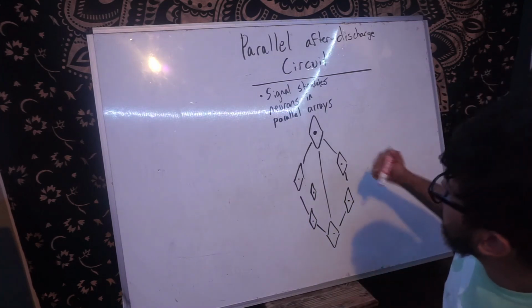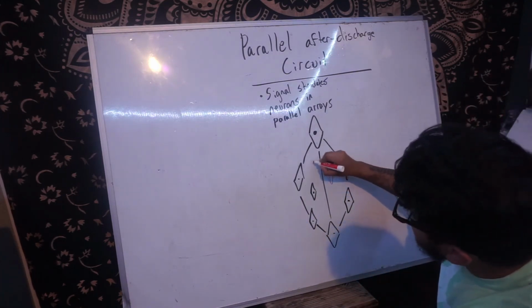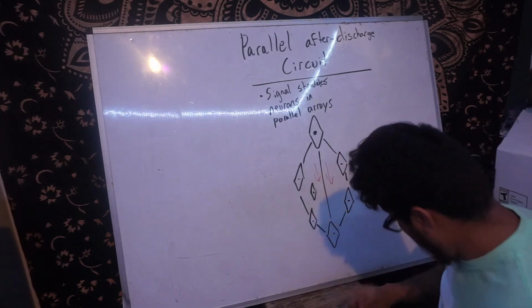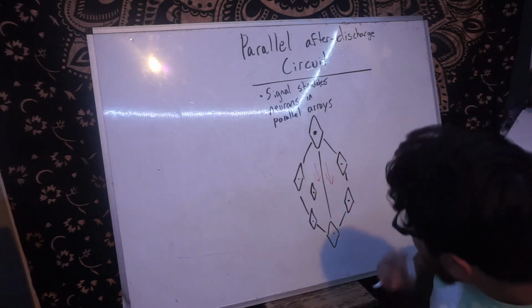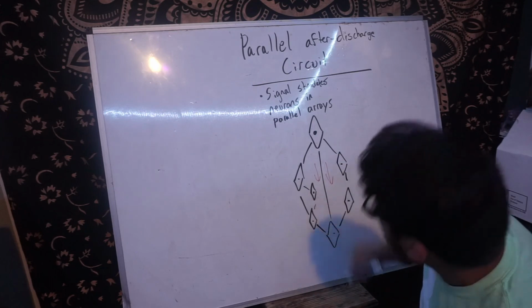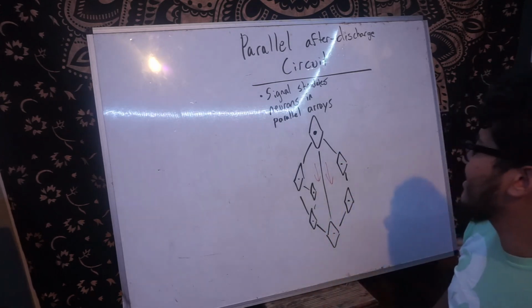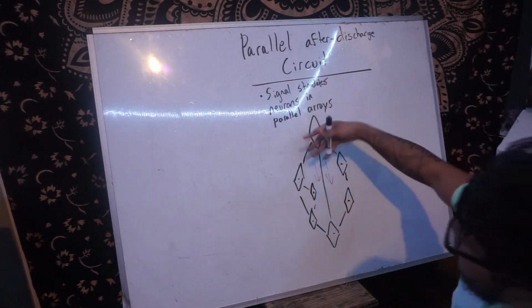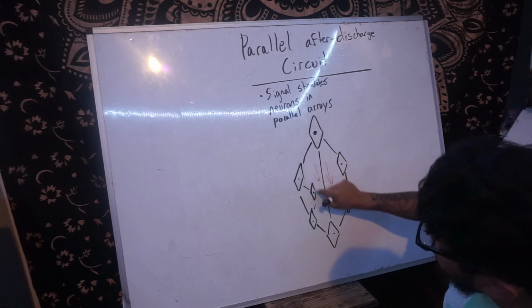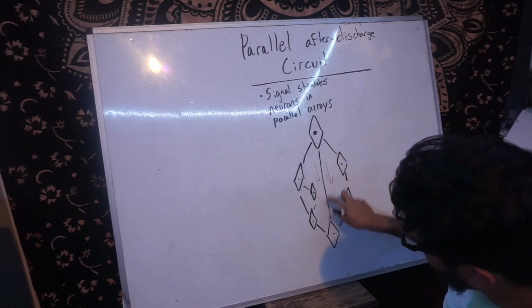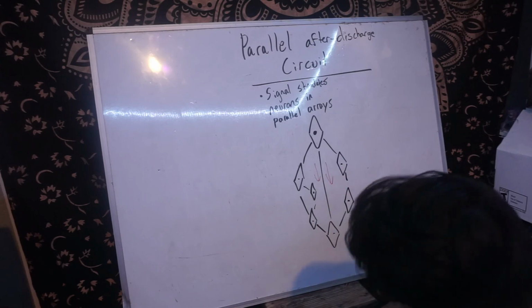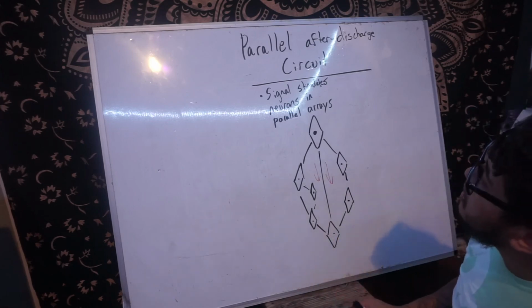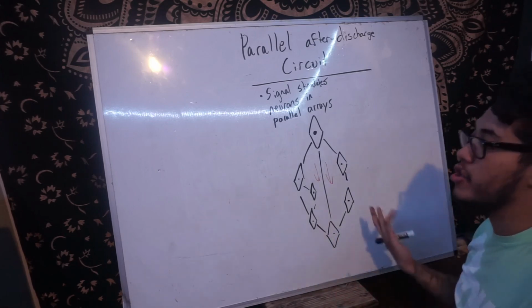He's basically just sending signals down, and as the neurons send signals down, they sort of activate each other. So it's coming down here, this activates this guy, these signals passing by stimulate everybody else, and they move down, and that is what's known as a parallel after discharge circuit.